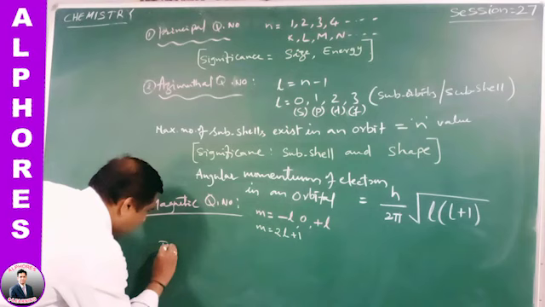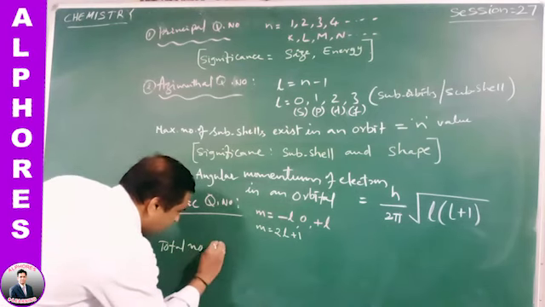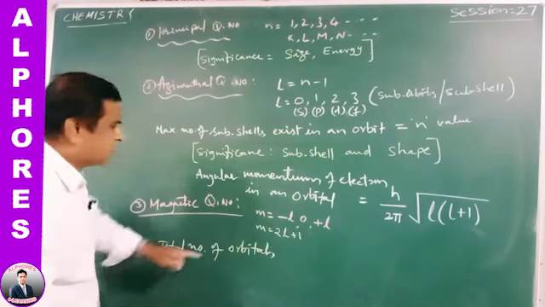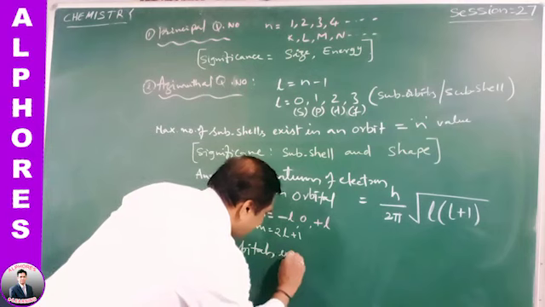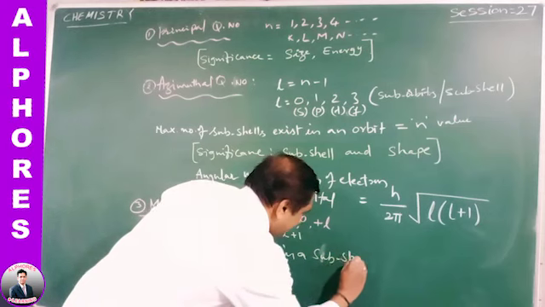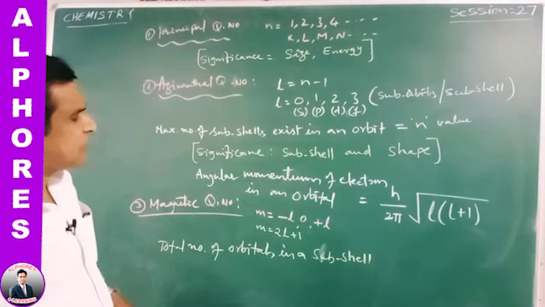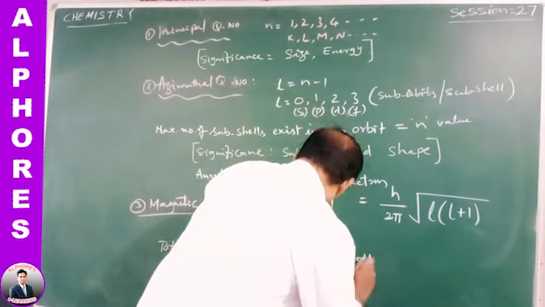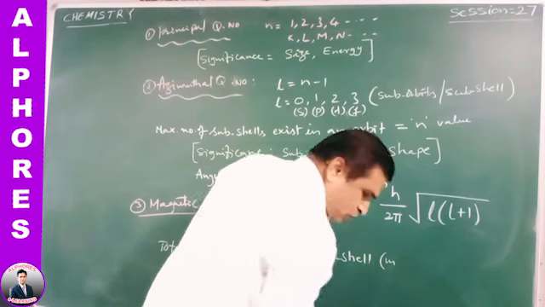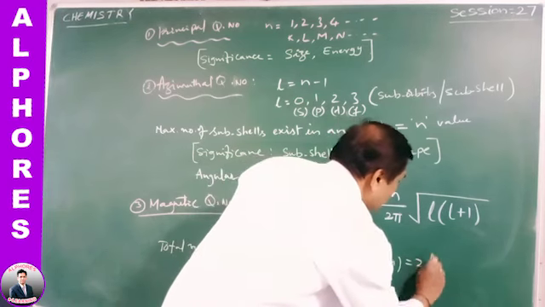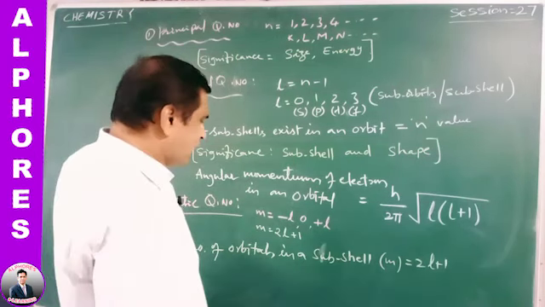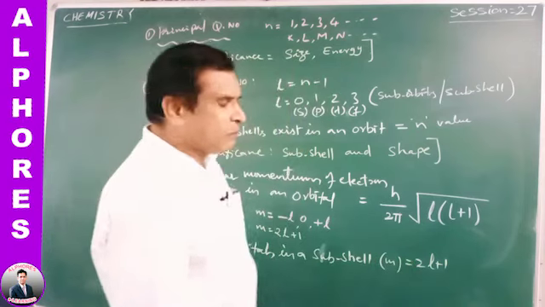The total number of orbitals in a subshell is equal to 2L plus 1. That is the total number of orbitals, that means M. You should remember that, it is very important.